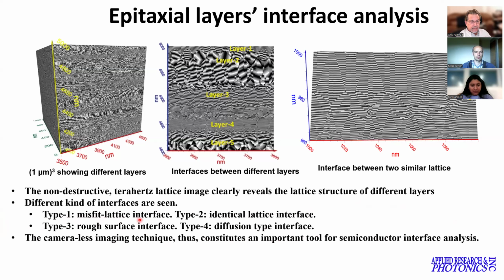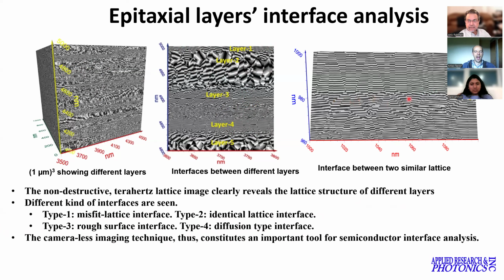So there are different types of interface that have been defined in the text. First one is called the misfit lattice interface. Type 2 is the identical lattice interface. Type 3 is the rough surface interface. And type 4 is the diffusion type interface. So when we have taken this image and looked at it very carefully, this layer 2 is a kind of carbon material on top of which a different kind of layer was deposited. And below that, they have different materials. So now those interfaces can be seen clearly as well as characterized clearly.